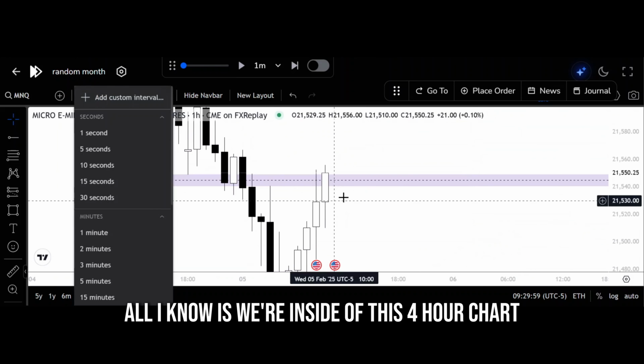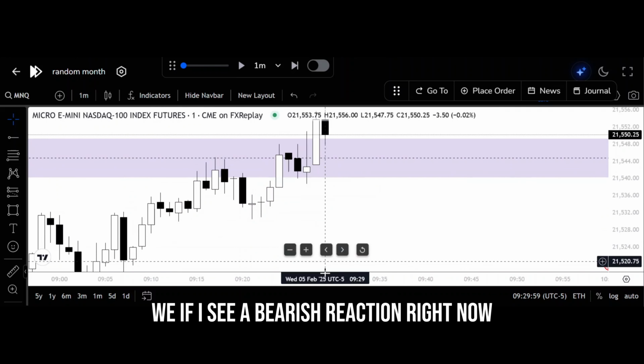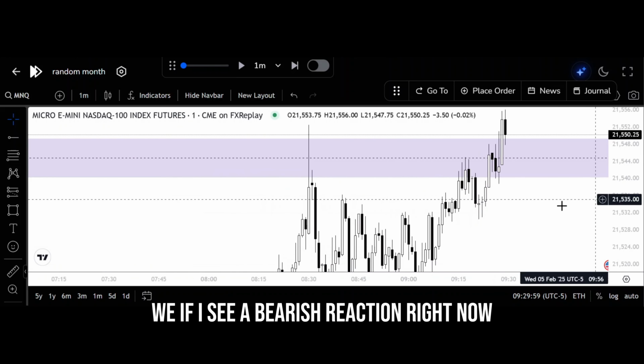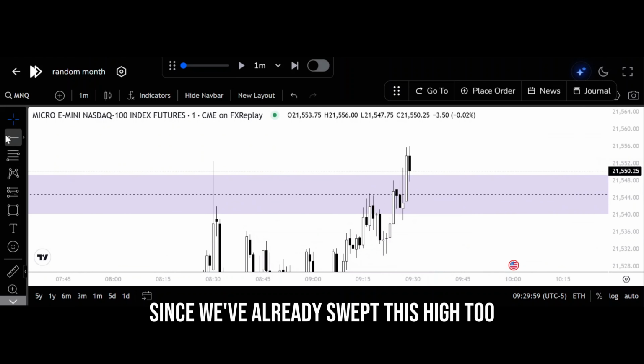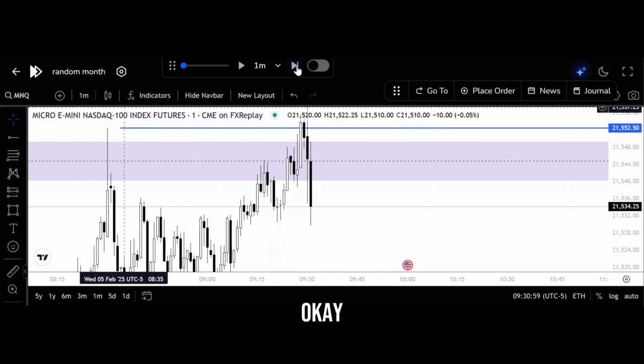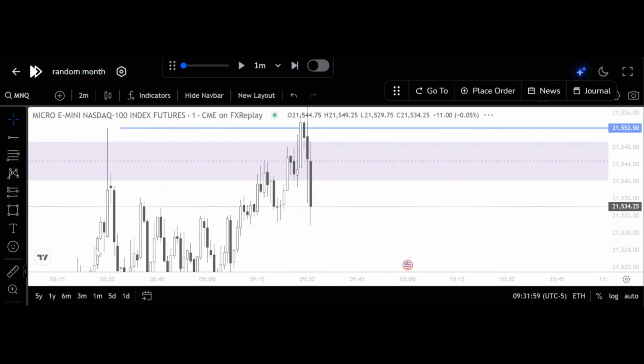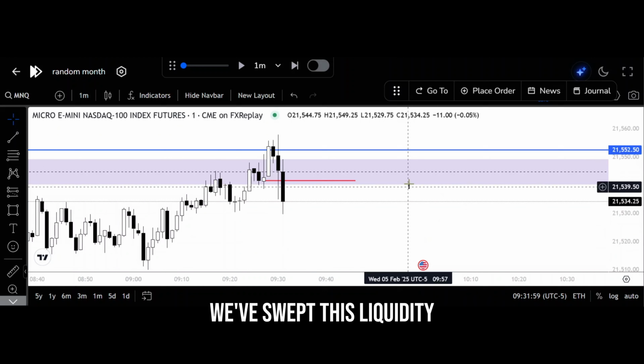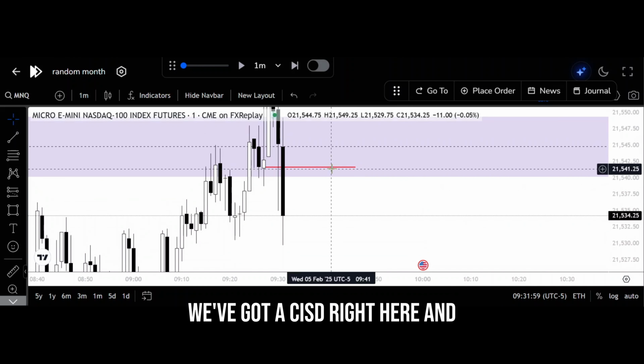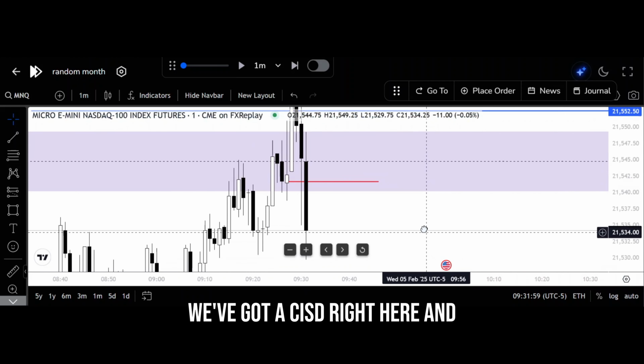All I know is we're inside of this 4-hour chart. If I see a bearish reaction right now, I wouldn't be surprised since we've already swept this high too, okay? All right. 2-minute, we've swept this liquidity. We're inside of a 4-hour gap. We've got a CISD right here.